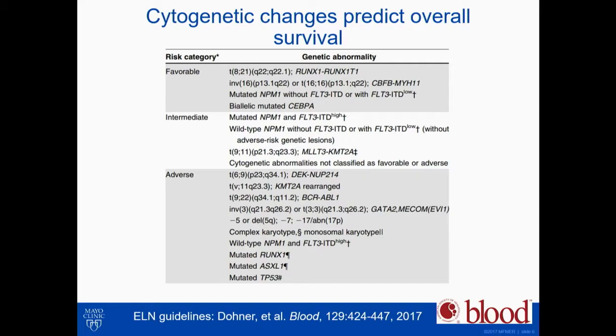Those with favorable cytogenetics include those core binding factor types, t(15;17) also, and adverse outcomes are found in those with KMT2A rearrangements, t(9;22), inversion 3, deletions of chromosomes 5 and 7, and so on.